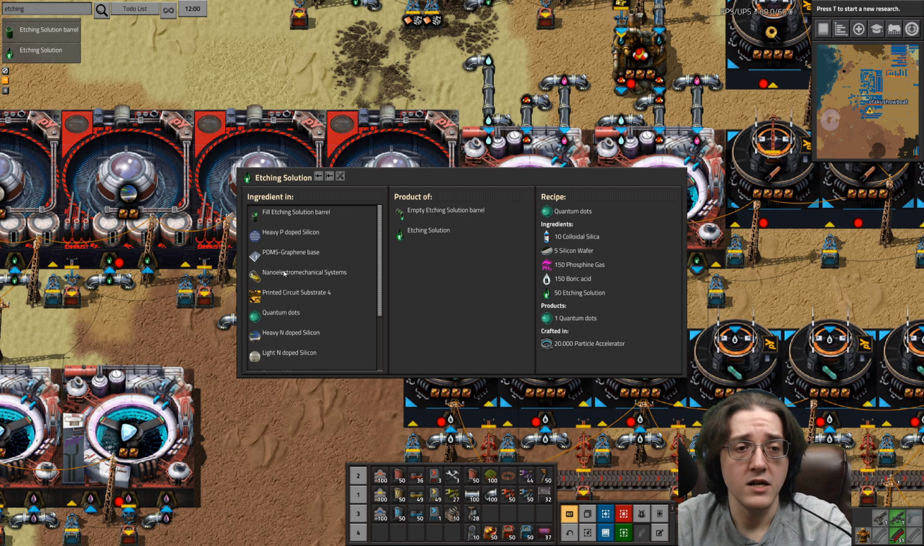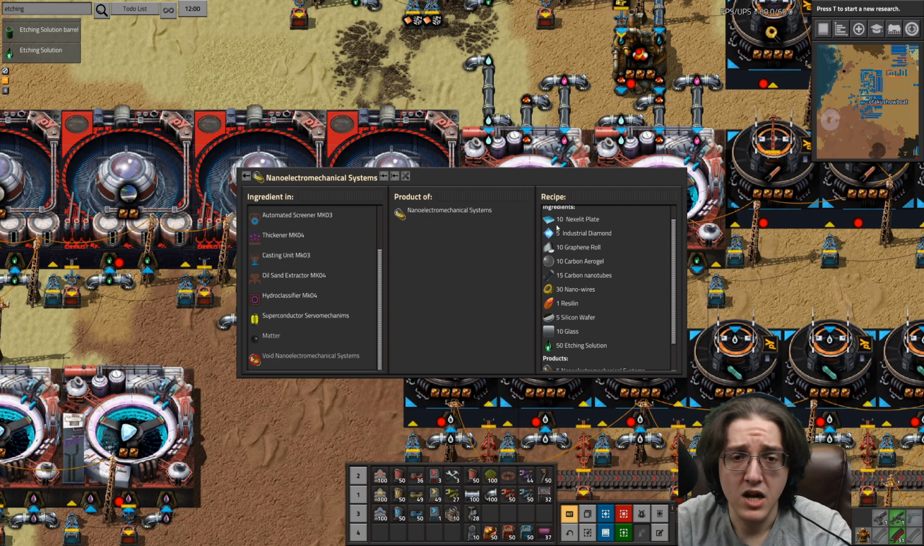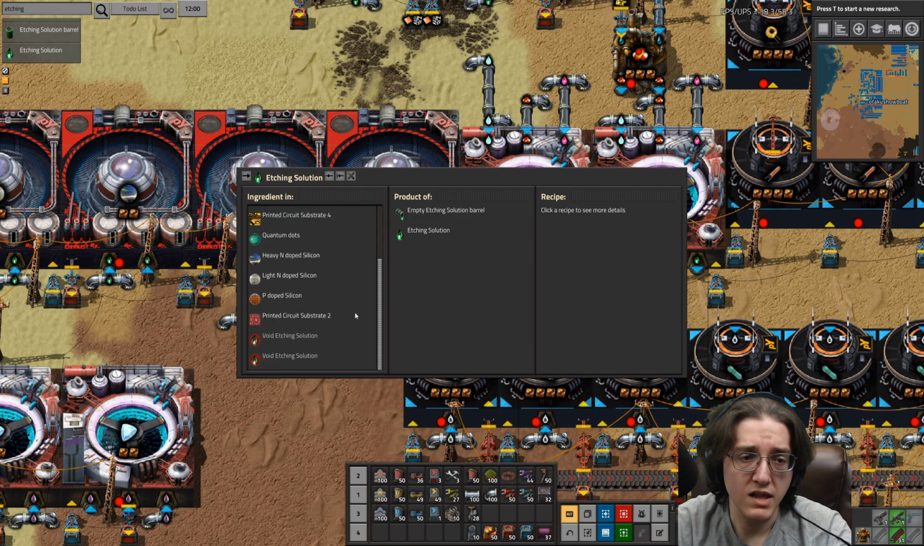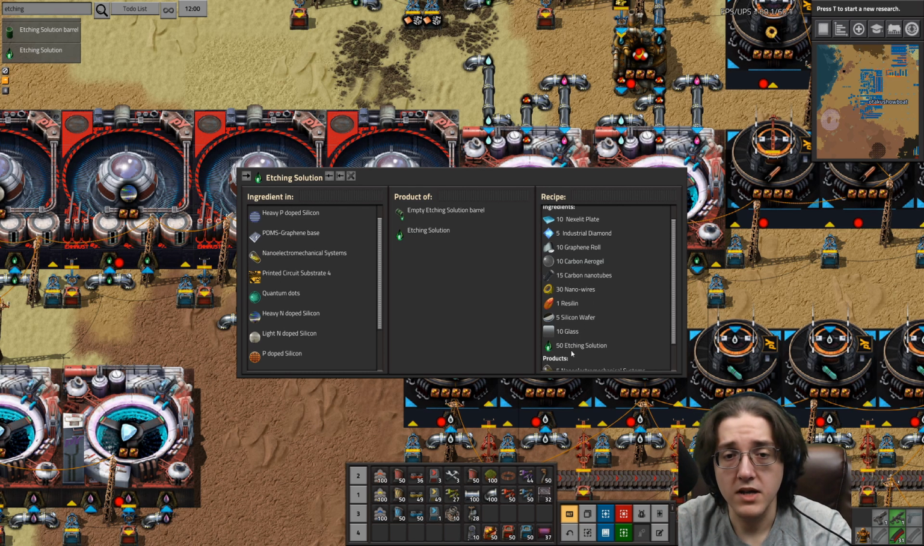Otherwise, for the most part, of course, nano-electrochemical systems used directly in utility science packs and needing a whole bunch of stuff. A lot of it, though, like we look at this list, and what is new at this point in time? If we look at this list, having not even gotten circuit 2s yet, we see that we've covered Nexlit. We have diamonds that we'll need to do. We have graphene rolls that we need to do. The carbon aerogel that we'd need to do. The nanotubes that we need to do. So these 4, 5, 6 items in here are things that we would need to do.